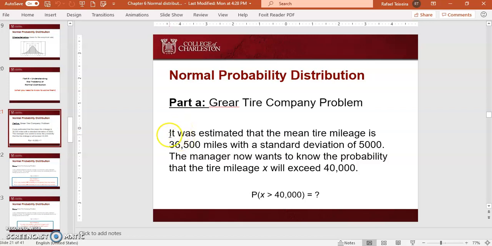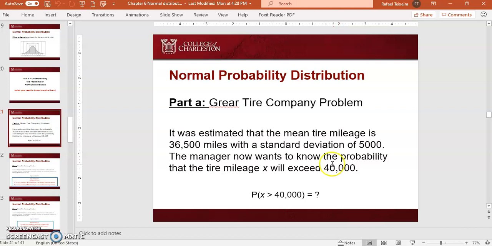The company estimated that the mean tire mileage for a given tire is 36,500 miles, with a standard deviation of 5,000 miles. The manager wants to know the probability that the tire mileage will exceed 40,000 miles.